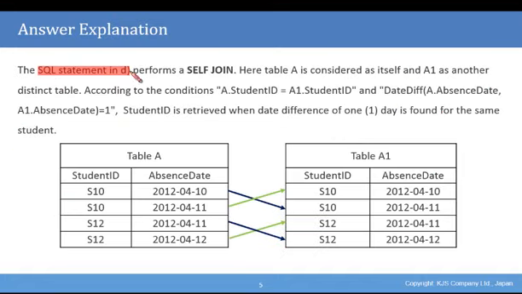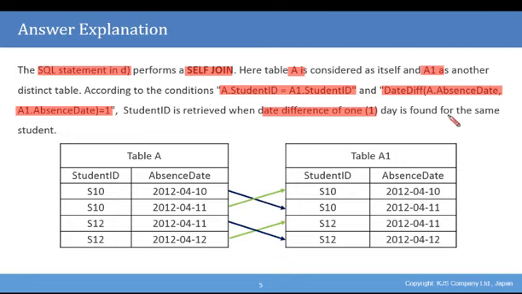The SQL statement in D performs a self-join. Here, table A is considered as itself and A1 as another distinct table. According to the conditions, A.studentID is equal to A1.studentID, and dateDiff A.absenceDate, A1.absenceDate is equal to 1. Student ID is retrieved when the date difference of 1 is found for the same student.